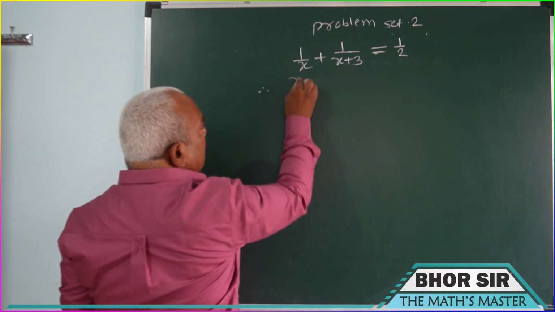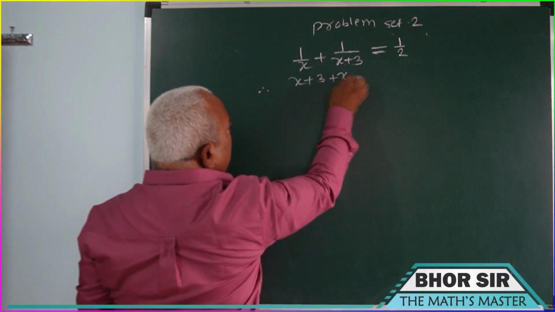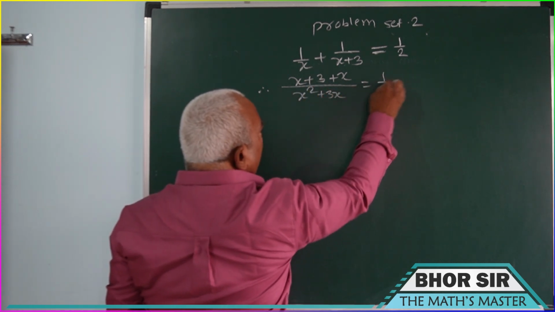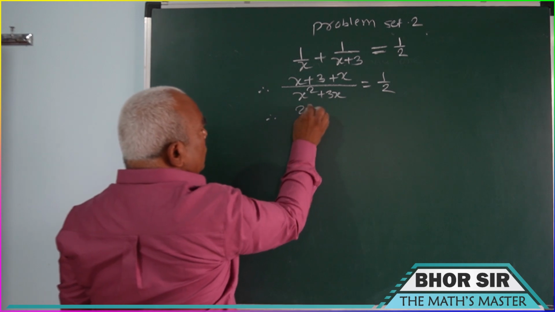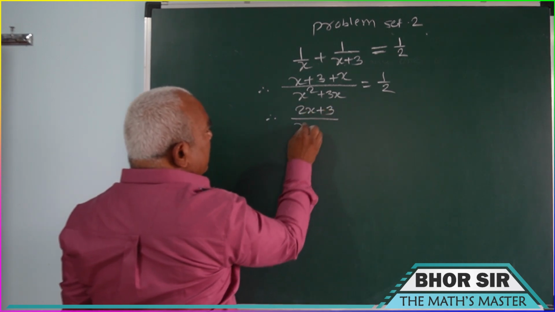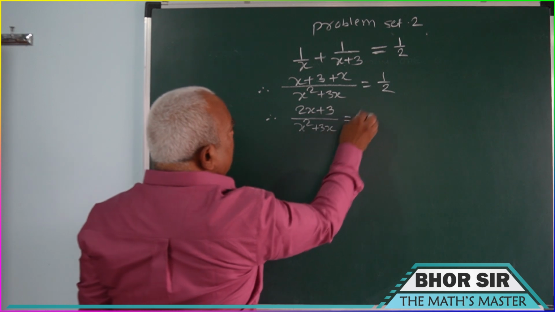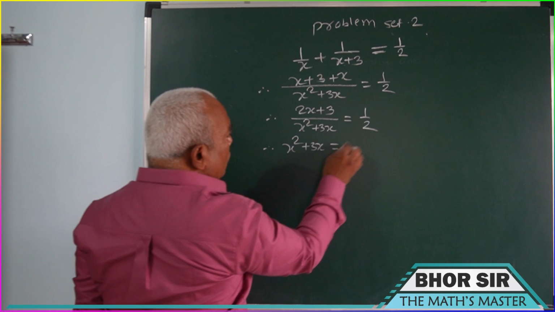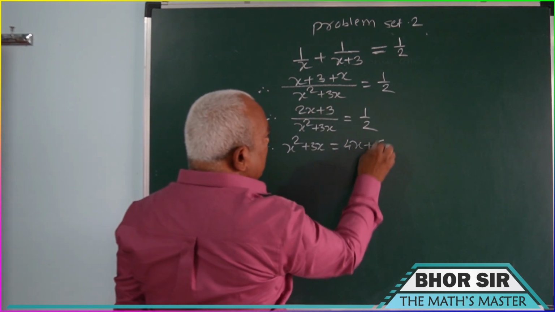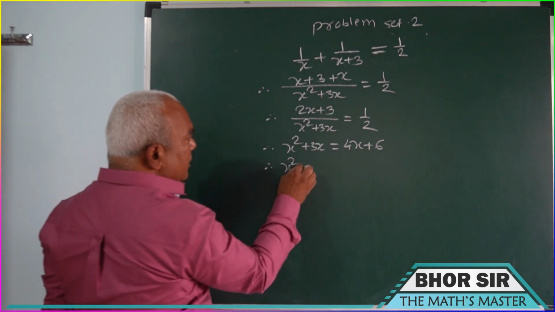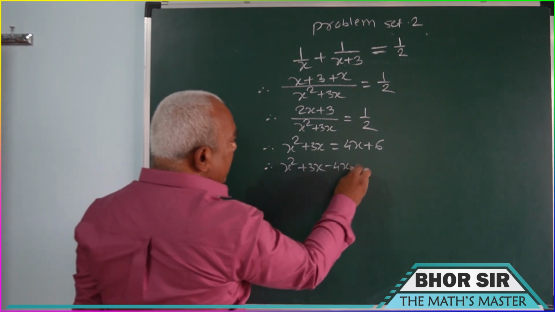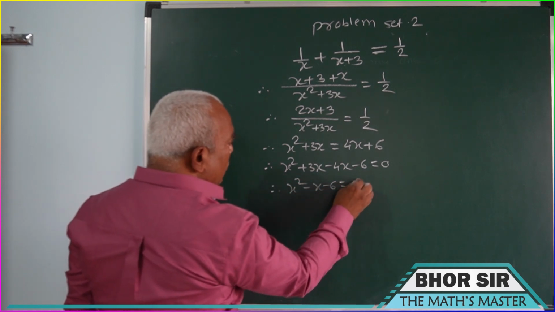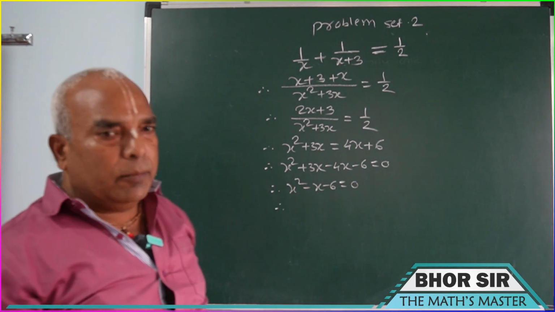Now see cross multiplication. x plus 3 plus x upon x into x plus 3, that is x square plus 3x, is equal to 1 upon 2. That is, 2x plus 3 upon x square plus 3x is equal to 1 upon 2. Cross multiplication: x square plus 3x equals 2 times 2x plus 3, which is 4x plus 6. X square plus 3x minus 4x minus 6 equal to 0. X square minus x minus 6 equal to 0. Subtraction 1 and multiplication 6.